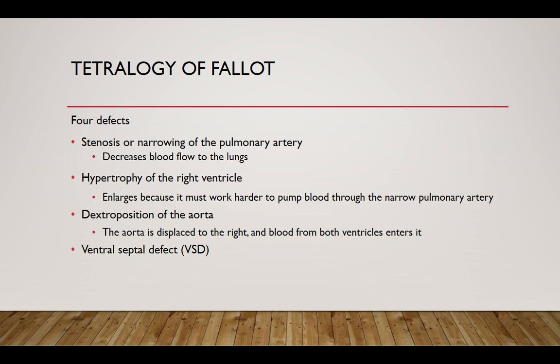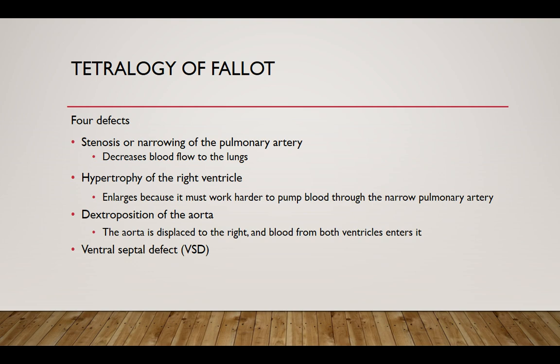stenosis or narrowing of the pulmonary arteries, decreased blood flow to the lungs, and then a hypertrophy of the right ventricle, which enlarges because it makes it harder to work against, going through the stenosis or narrowing of the pulmonary artery. Dextroposition of the aorta. The aorta is displaced to the right and blood from both ventricles enter it. And then there's the ventricular septal defect.